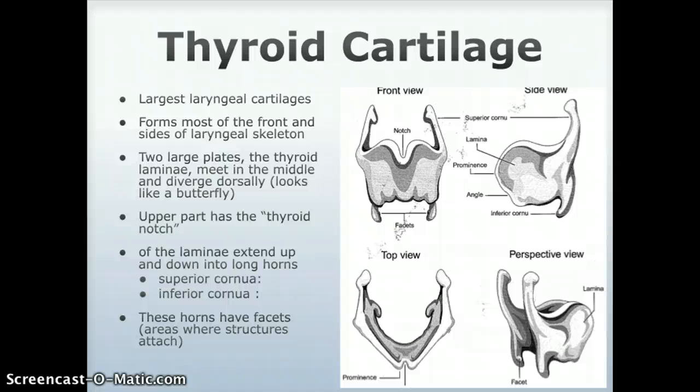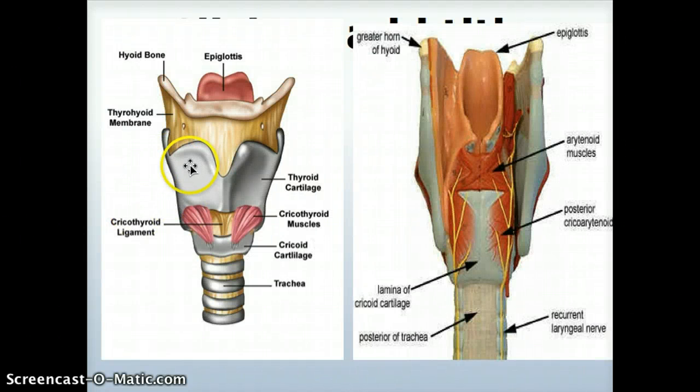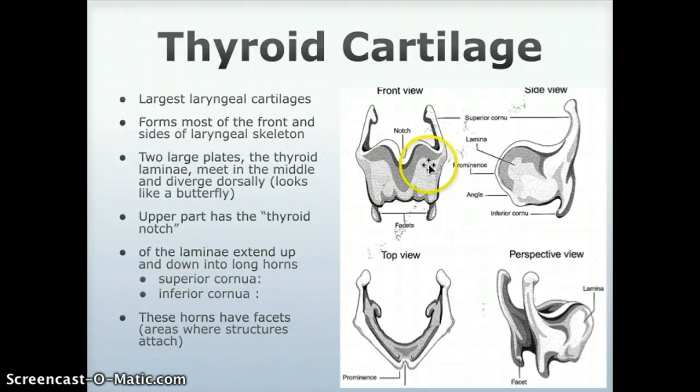Okay, the thyroid cartilage. I'm going to go back one. The thyroid cartilage is this cartilage right here. See this large cartilage here? And here's a picture of it without the rest of the structures. It's the largest of the laryngeal cartilages, and it forms most of the front and sides of the laryngeal skeleton.